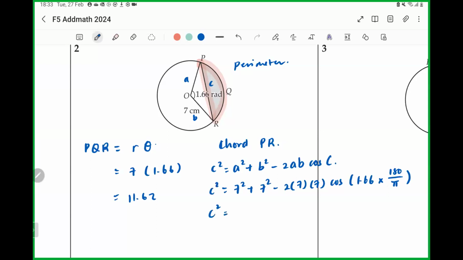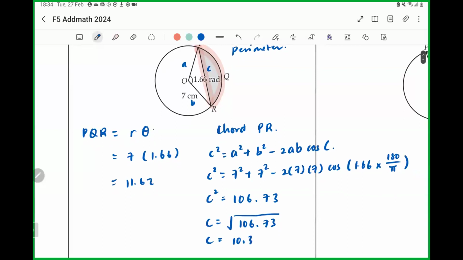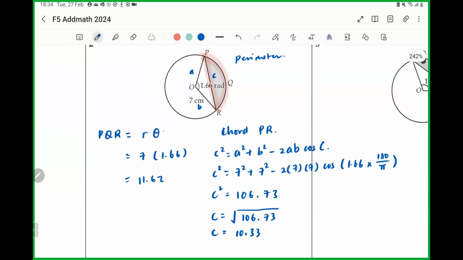c squared equals 7 squared plus 7 squared minus 2 times 7 times 7 times cos of 1.66 times 180 divided by pi. That gives 106.73, I think. Should be correct. If not correct, then let me know. C will be equal to the square root of this, so C will be equal to 10.33. To get the perimeter of this shaded region, you will need to add these two.